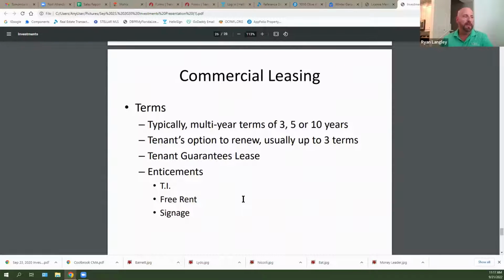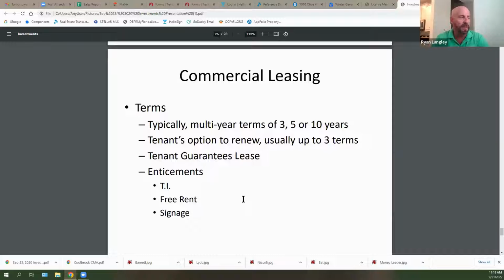Commercial leasing. When you're representing landlords or tenants, typically you'll have multi-year terms of 3, 5, or 10 years. They'll typically have a tenant's option to renew, usually up to 3 terms. They'll have an escalator every year for the rent based on inflation. So it'll be, historically 3%, now probably more if you sign one today. The tenant guarantees the lease. All right. Usually there's a personal guarantee involved, unless it's a big AAA rated company of some type.